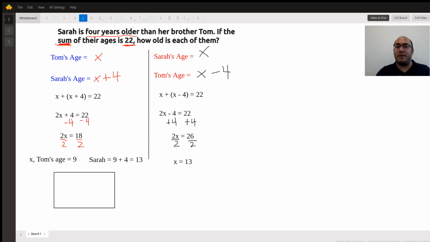Now keep in mind for this method on the right side, x is Sarah's age. So Sarah is 13 years old. And then same as before, I know Sarah's age, I still need to find Tom's, but I know from this right side method, x minus 4 is going to give me Tom's age. So I'm going to do 13 minus 4, and that gives me Tom's age, which is 9. So no matter what, I'm getting the same answer, just two different methods for it.